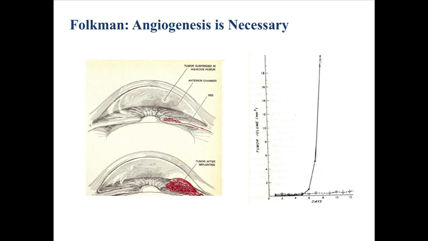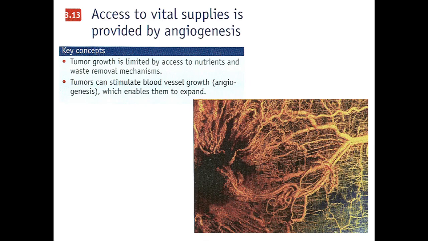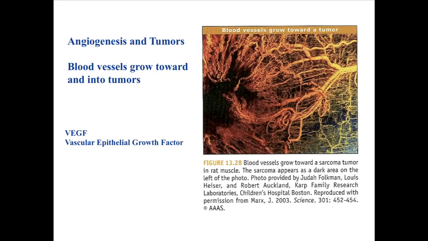Folkman was the first to describe angiogenesis as being necessary for tumor metastasis, and that access to vital supplies, nutrients as well as growth factors, are supplied by blood vessels stimulated towards growing tumors. Tumor growth is limited by access to nutrients and waste removal mechanisms. And the tumors can stimulate blood vessel growth specifically by hormones which trigger angiogenesis. So blood vessels grow towards a tumor based on hormones or growth factors produced by the tumor itself.